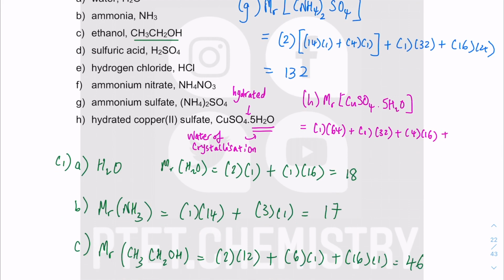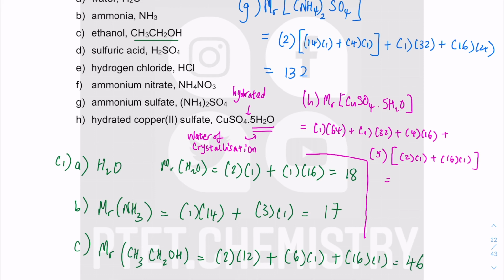And then I have 5 because I have 5 of the water. So I use a big bracket to combine the 2 hydrogen, so 2 times 1 for the 2 hydrogen of water, and 16 times 1 for the 1 oxygen of water. I have 5 water molecules, so you could add that up together. You just press all that into your calculator.